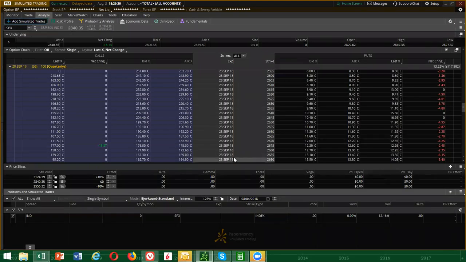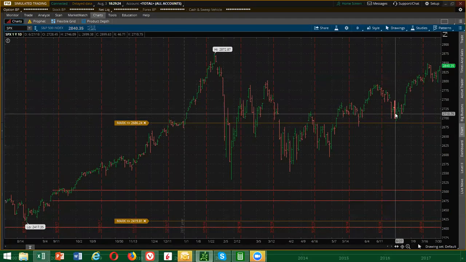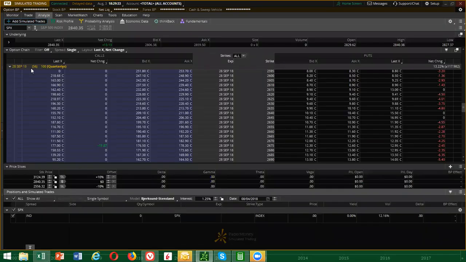First thing we're going to do is set up the put credit spread. When we look at the chart, we can see that we have a major swing low here. So we're going to want to look at puts below approximately 2690. Let's go over to the option chain. We're dealing with 56-day options. Anything over 45 days is decent from a credit spread perspective.